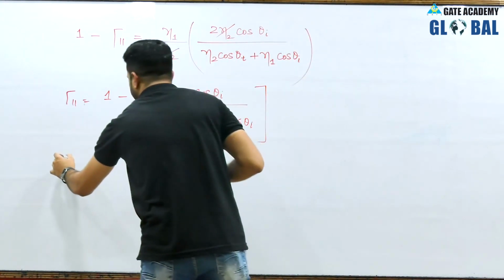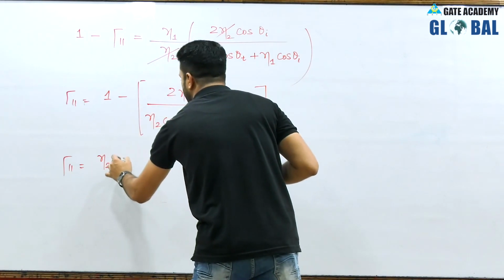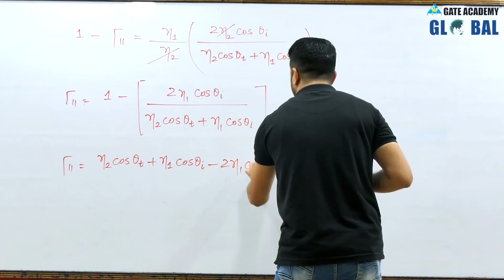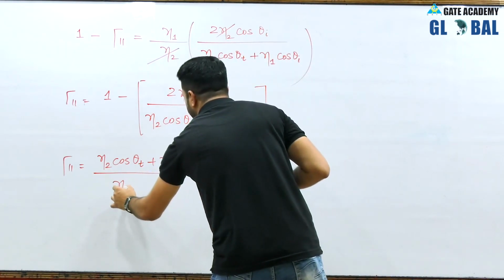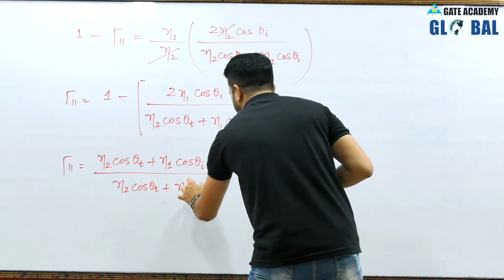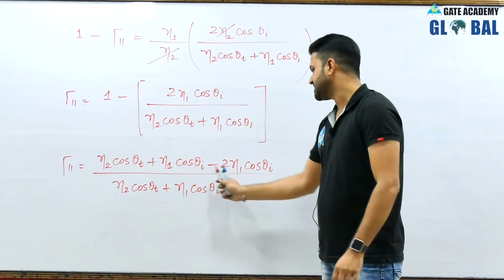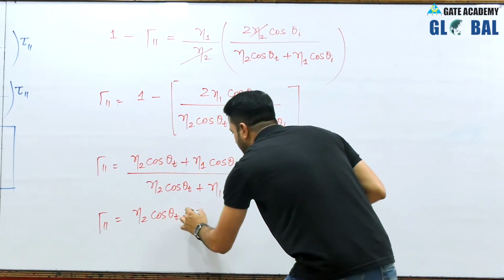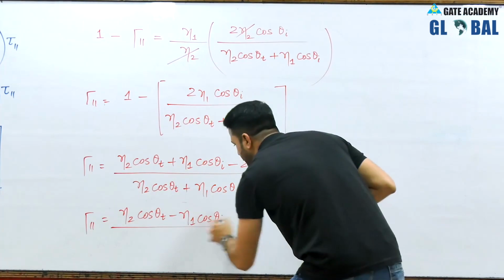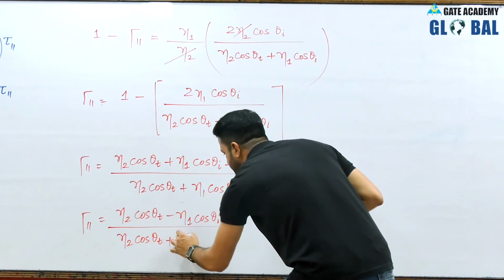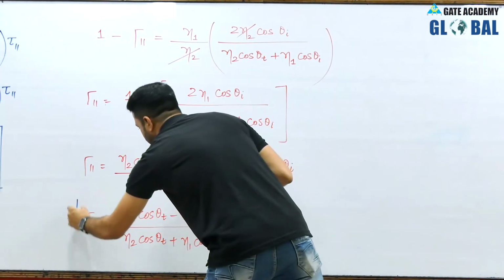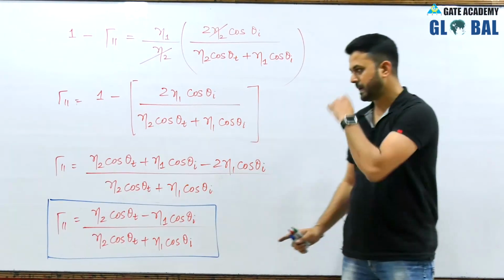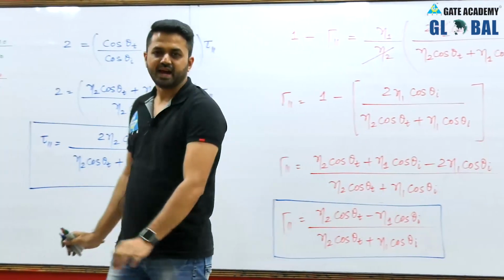When we take the LCM, we will get gamma parallel equal to eta 2 cos theta t plus eta 1 cos theta I minus 2 eta 1 cos theta I, divided by eta 2 cos theta t plus eta 1 cos theta I. After taking the difference, we get gamma parallel equal to eta 2 cos theta t minus eta 1 cos theta I divided by eta 2 cos theta t plus eta 1 cos theta I. This is the formula of the reflection coefficient for the parallel polarized wave. So now we have got the transmission coefficient and the reflection coefficient.